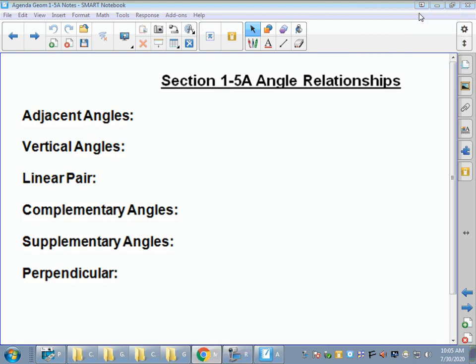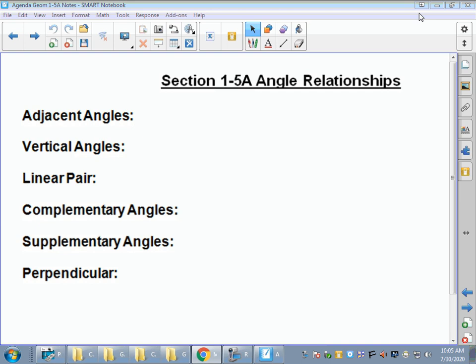Here we go with geometry, section 1.5a, angle relationships. Again, now that we've got angles down, we know how to identify them and name them. They're made up of two rays from a common point called the vertex. The vertex always goes in the middle when naming.